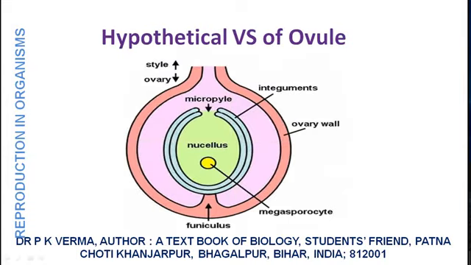It is a hypothetical diagram of ovule. The outer reddish wall is the fruit wall, and inside it there is an ovule. This ovule is made of two layers of integument, and the integument encloses nucellus. Inside nucellus there is the megasporocyte or the megaspore mother cell. The upper open part forms the micropyle, and the basal part is called chalaza.